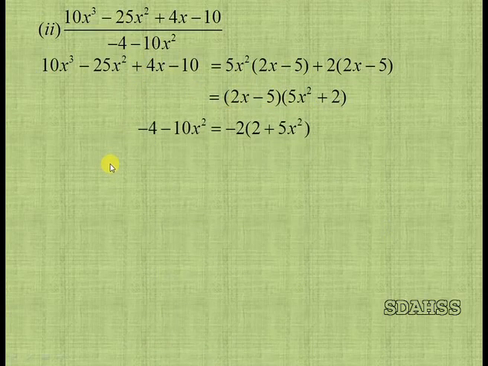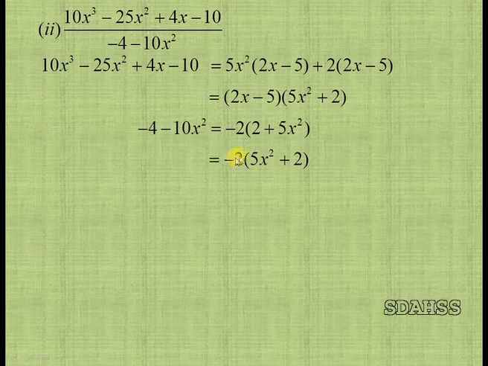Consider the denominator. In the denominator, minus 4 minus 10x square, minus 2 is the common factor, so take it outside. So this becomes minus 2 into 2 plus 5x square, since minus 2 2s are minus 4 and minus 2 5s are minus 10x square. So this can be written as minus 2 into 5x square plus 2.